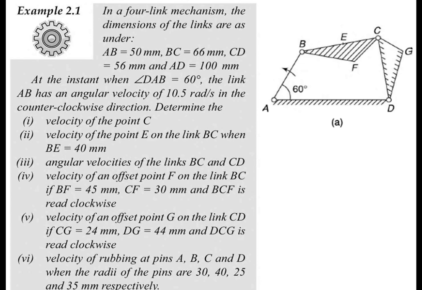BCF is read as clockwise, and next there is another link with point G, on the right side, shaded with a different hatching so that you can differentiate between that link and this link. CG is given as 24 and DG is given as 44, and lastly you have to find the velocity of rubbing at pins A, B, C, D, where the radii are given as 30, 40, 25 and 35 mm respectively.